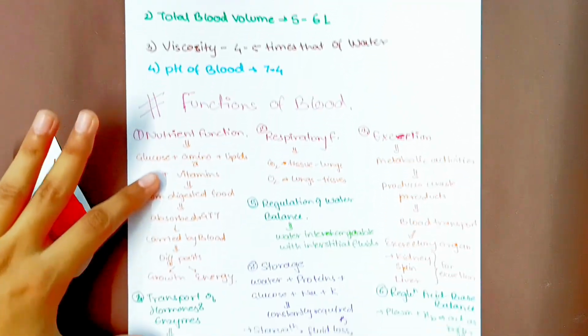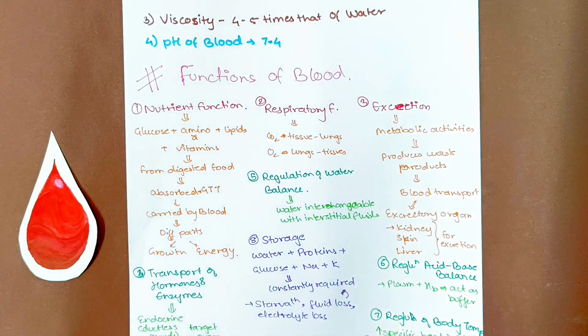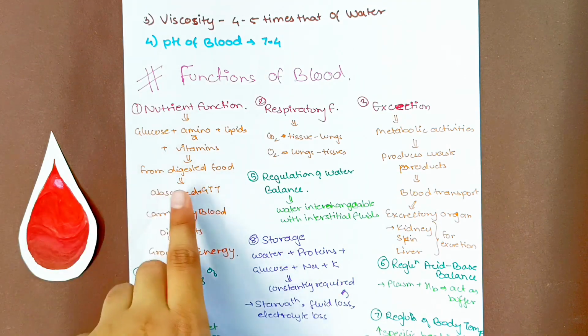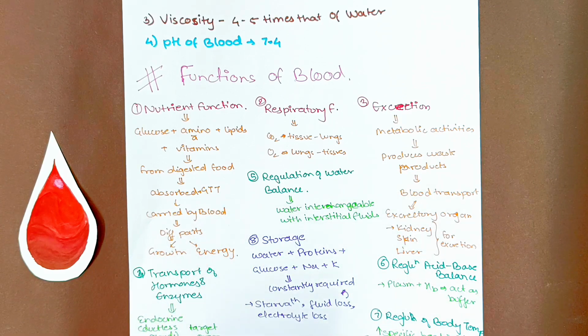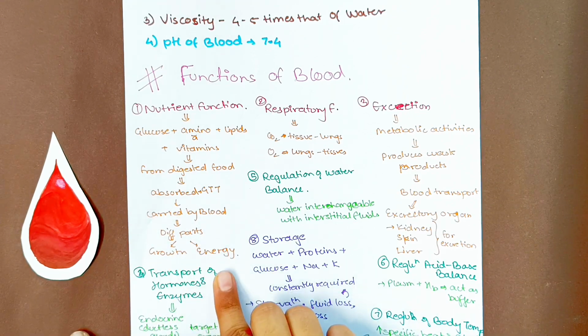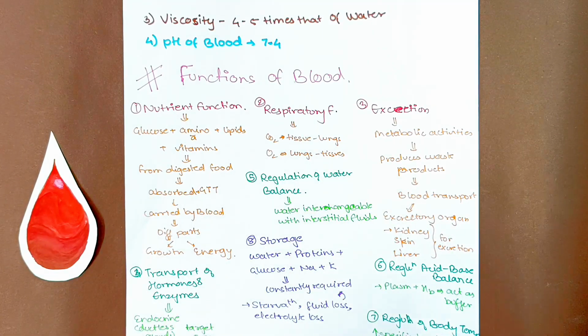Now we'll talk about the functions of blood. What are the functions of blood? First is the nutrient function. When we eat food, it has glucose, amino acids, lipids, and vitamins, which get digested in our GIT and are absorbed by blood. It is carried by blood to different parts for growth and energy production. Then respiratory function. The oxygen that we take in when we breathe is carried from the lungs to the tissues, and the carbon dioxide is carried from the tissues to the lungs. That's how respiratory function is carried out.